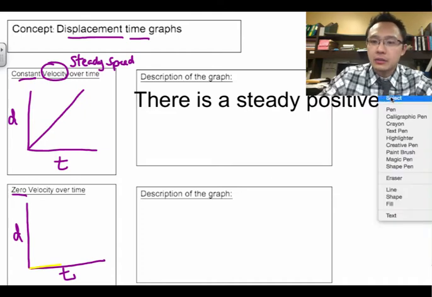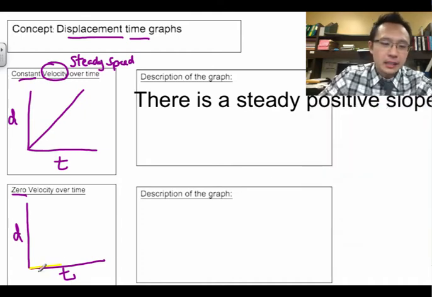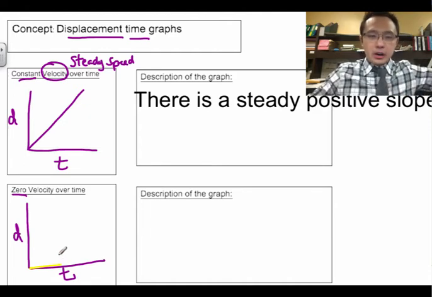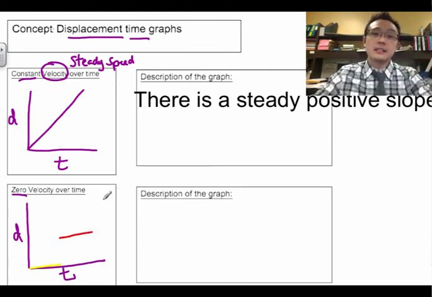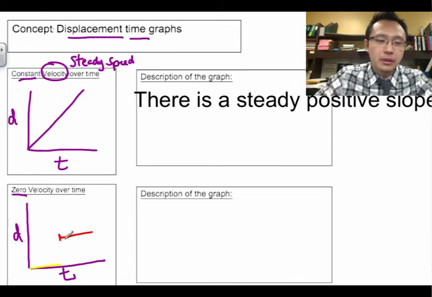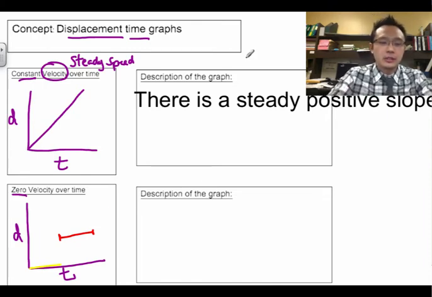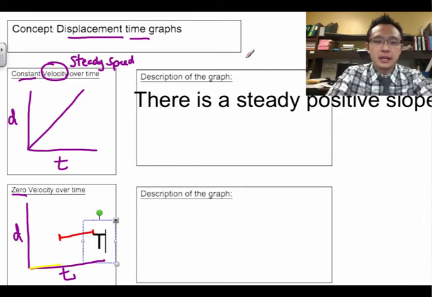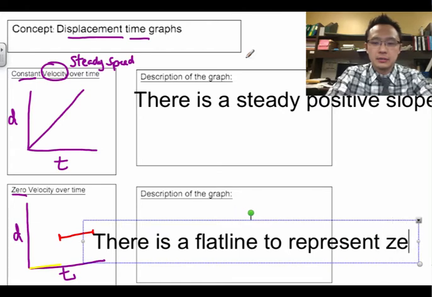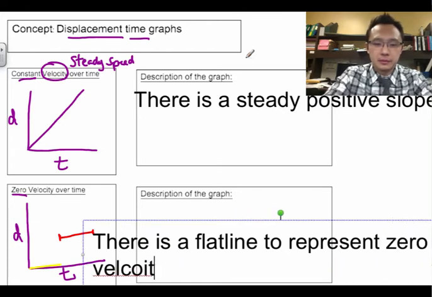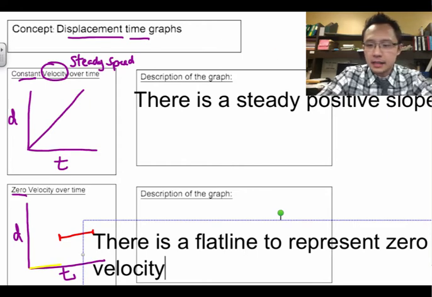Can you have a straight line anywhere else? Yeah, you can. It doesn't have to be at the origin. What if you stop somewhere later on and you just stop moving? That's possible as well. You can be up here, as long as it's a straight flat line, that is zero velocity, because from this point in time to that point in time, you haven't moved at all. That means you haven't traveled. So the description of the graph is that there is a flat line to represent zero velocity.